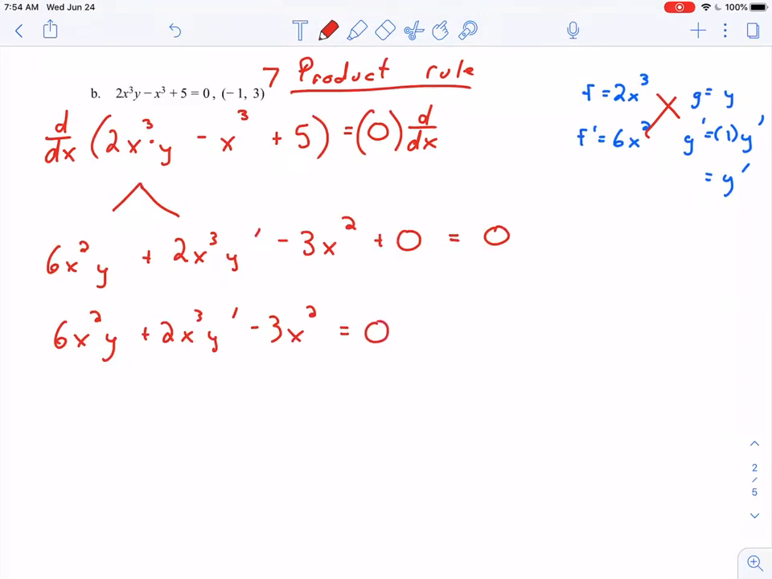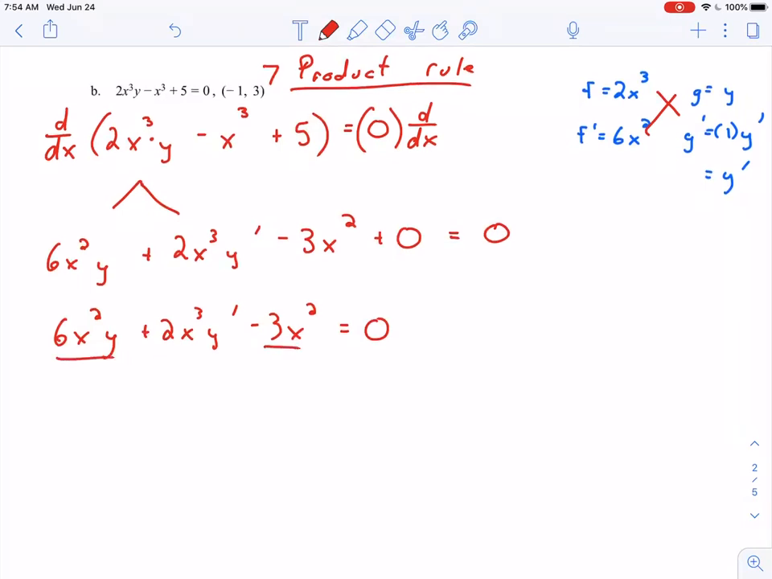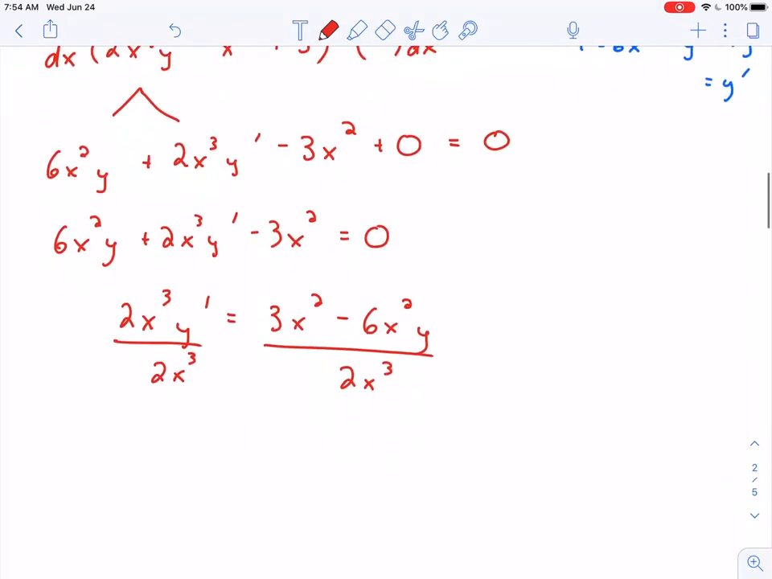So I've got my derivative. I now need to solve for y prime. I want to get y prime by itself. So let's see, I'm going to add those two terms over to the other side. So 2x cubed y prime is equal to 3x squared minus 6x squared y. And then divide by 2x cubed, divide by 2x cubed. So let's see, y prime is equal to 3x squared minus 6x squared y, divided by 2x cubed.